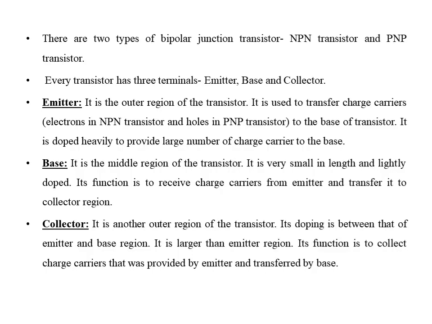Base, it is the middle region of the transistor. It is very small in length and lightly doped. Its function is to receive charge carriers from emitter and transfer it to the collector region. Collector, it is another outer region of the transistor. Its doping is between that of emitter and base region. It is larger than emitter region. Its function is to collect charge carriers that were provided by emitter and transferred by base.